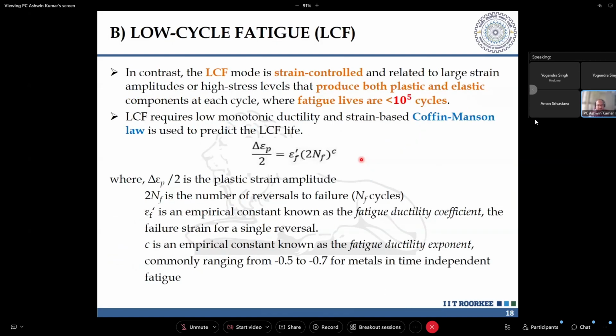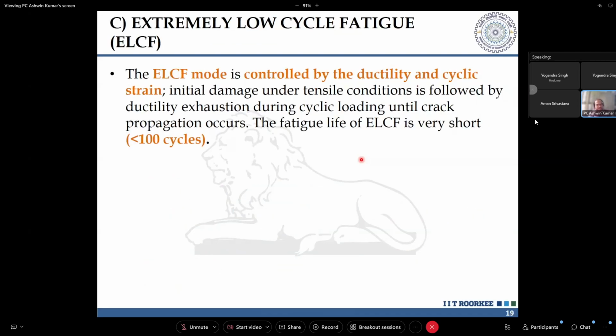Then you have low cycle fatigue, where the Coffin-Manson relation comes in, where plastic deformation is happening. The cyclic loads are being applied, and the stresses are going beyond the elastic level. That is where we say the low cycle fatigue picture comes into being, right? And then there is the extremely low cycle fatigue model, where under the fatigue load we expect the failure to occur in less than 100 cycles.